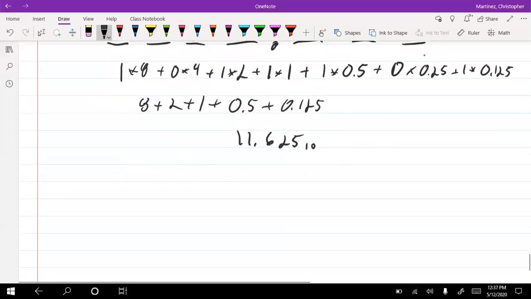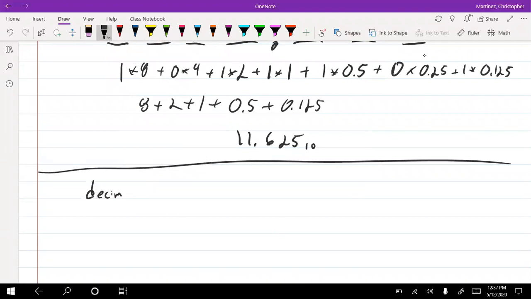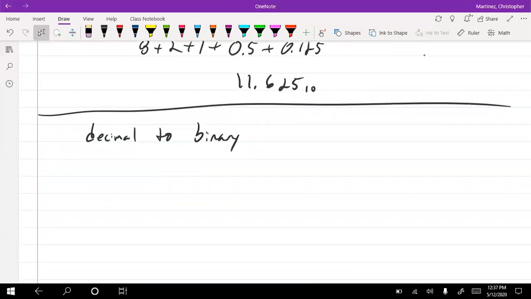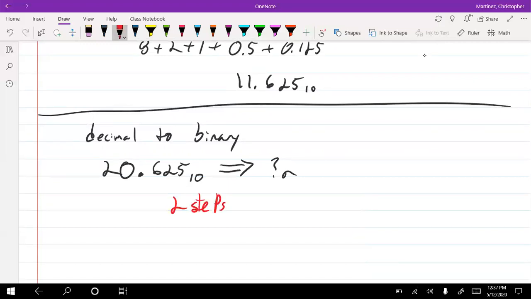All right, so let's figure out how we're going to do decimal to binary. Let's start with a number, 20.625. What is this number in base 2? What we're going to do is this is going to be 2 steps. First, we do the whole number. And then second, we're going to do the fraction. So we're going to do this in 2 separate pieces.